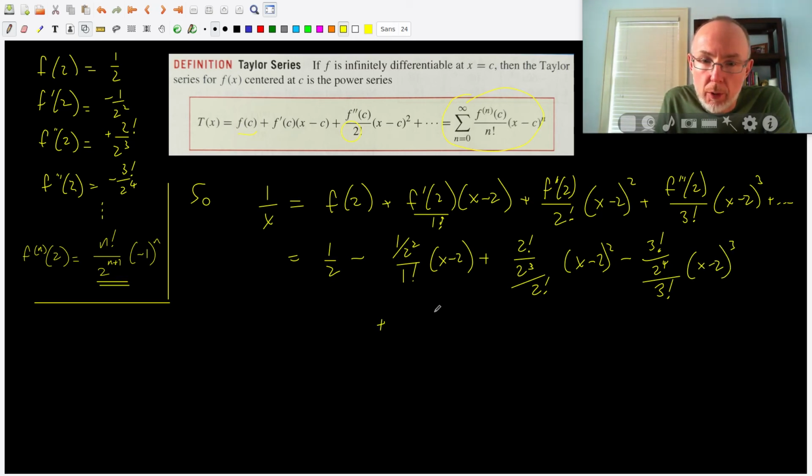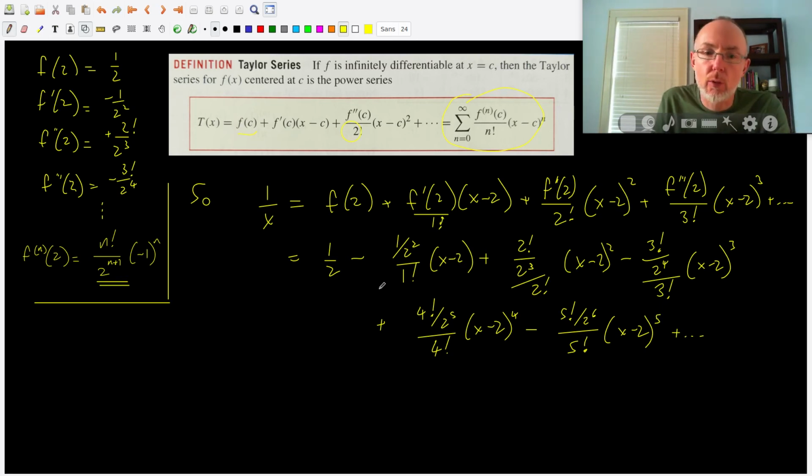And then the next one's going to be 4 factorial over 2 to the 5 divided by 4 factorial, x minus 2 to the power of 4. And then the next one's going to be negative again. You hopefully can see how this is going. I don't need to have written all these terms down because the pattern's pretty clear, and we've got the general term anyway, and that's going to continue forever.